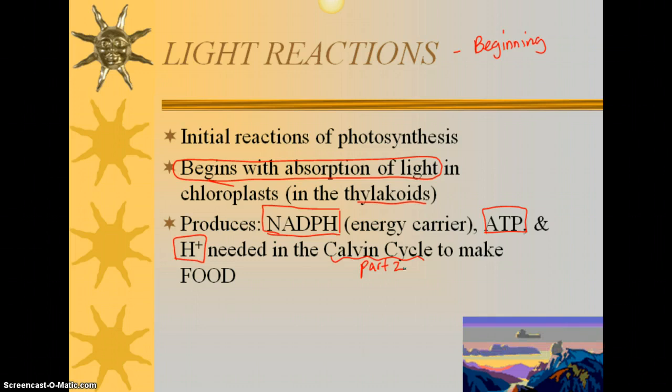So these are the products. NADPH, it's just a carrier for energy. It will help to produce energy later. ATP, which is energy, and then hydrogen, which will be used as well later.